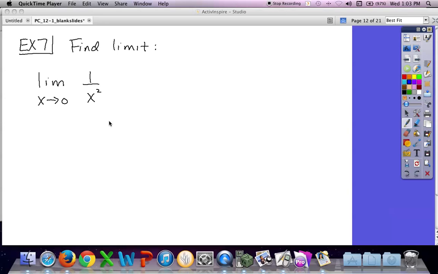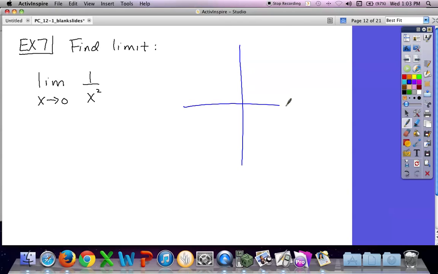Okay, find the limit as x approaches 0 of 1 over x squared. Well, if you look at the graph of this, this is an inverse variation, right? And we know what inverse variations look like. If it's just 1 over x, it has this shape, like that and like that. The fact that it's 1 over x squared just means it'll be here and here, because it'll always be positive.